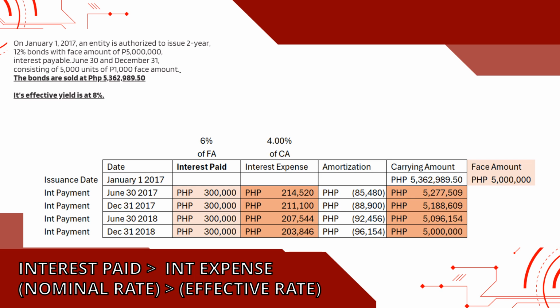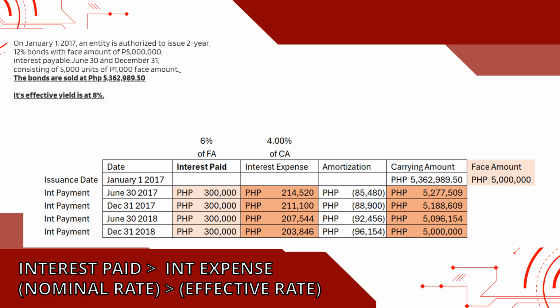Right? So again, what I want you to notice is that we always start with the face amount and then you look for the cash flows. So, ito yung mga cash flows. So again, it's 6% nominal or stated rate multiplied by your face amount will give your interest paid. Your interest expense is computed how? You get your carrying amount, which is the issue price, multiply that by the semi-annual interest rate of the effective rate. So magkaiba yung rates nila.